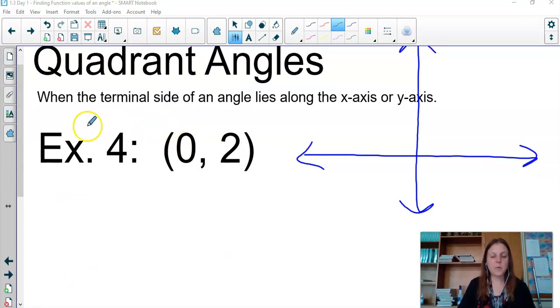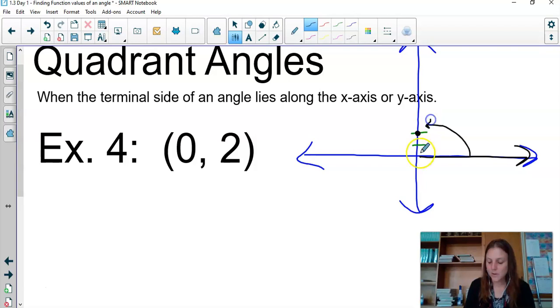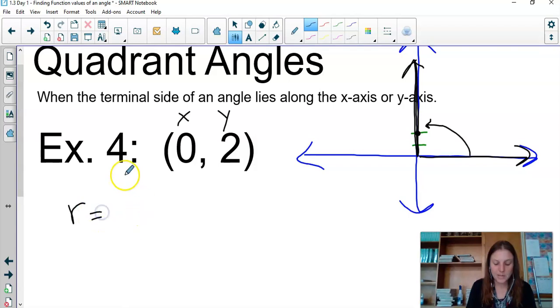So the last example deals with an angle that sits on the axis, either the x or y. So this is the point 0, 2. And 0, 2 would be up here on the y-axis. It would start here, rotate around, and it would end straight up like this. So you wouldn't actually be able to draw a triangle. So here's what you know. You've got the x and you've got the y. So x is 0, y is 2, and what we need to figure out is the r.